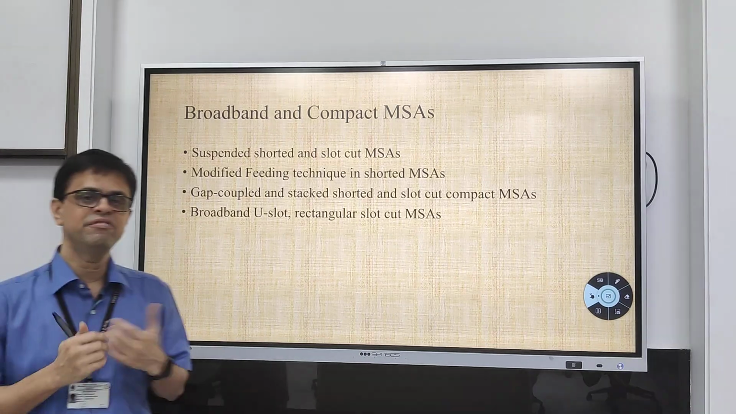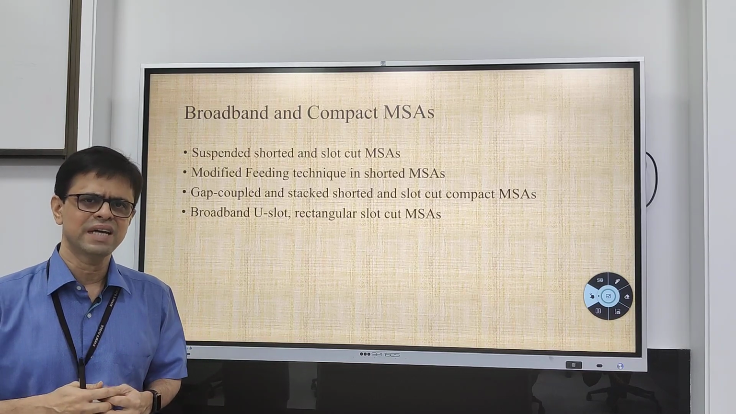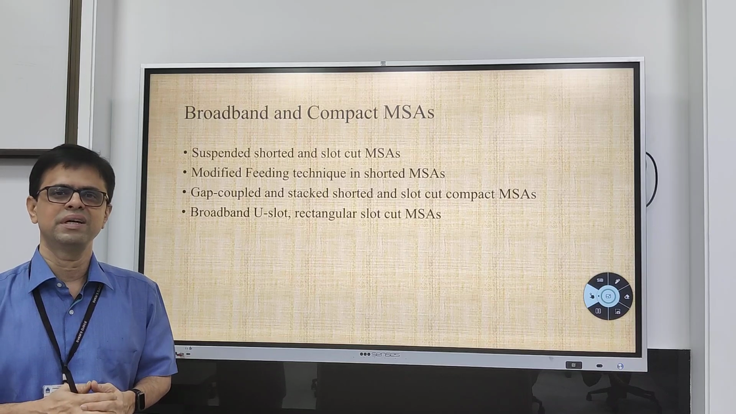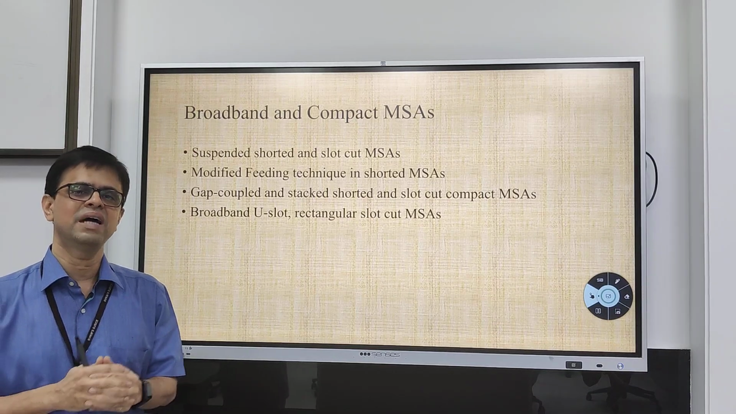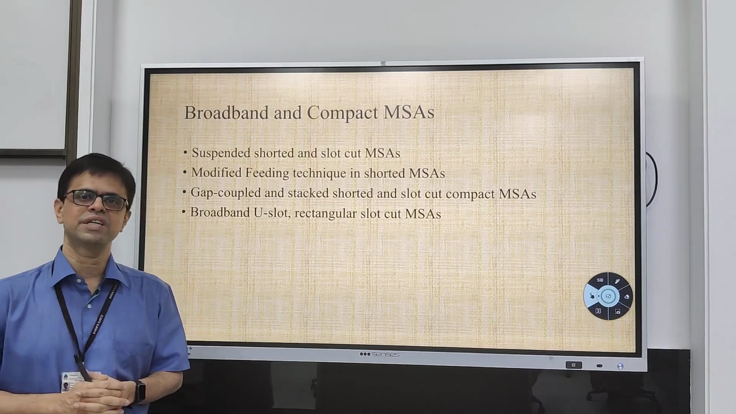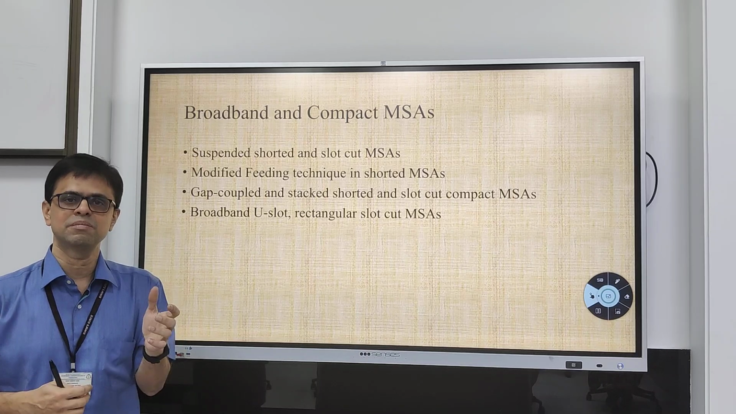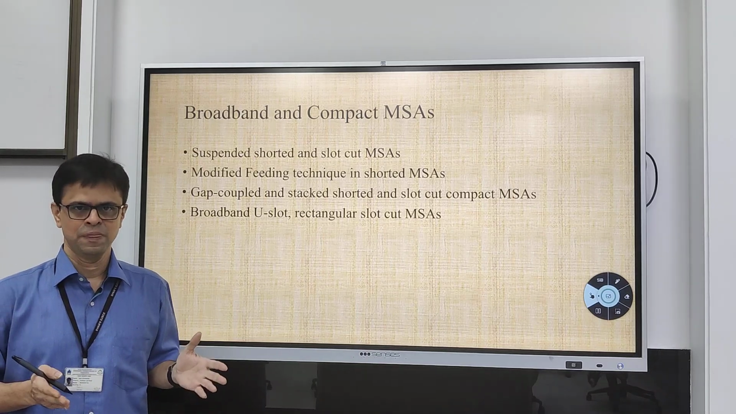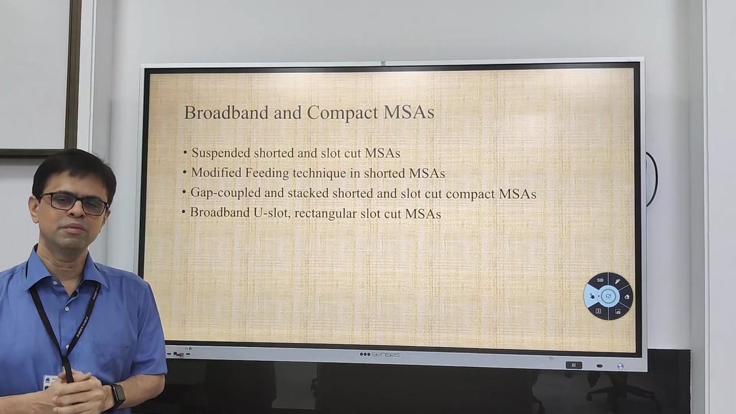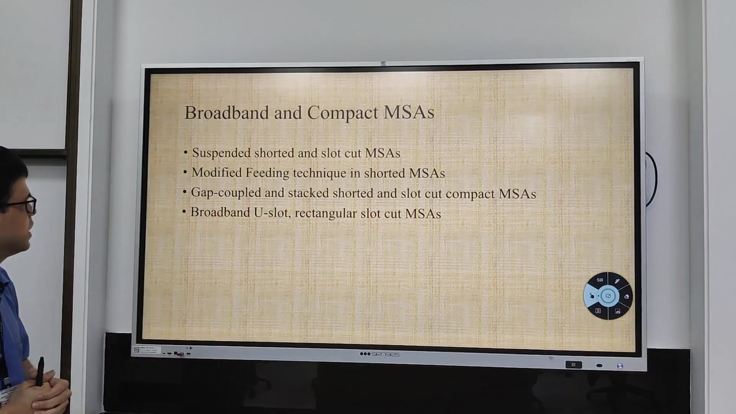Next is the different feeding techniques. Remember, as we have learned in the wideband antennas, when you increase the substrate thickness, the probe inductance limits the antenna bandwidth. So there, modified feeding technique configurations can be employed that increase the antenna bandwidth for a thicker substrate using a compact design. So use of modified feeding techniques will come to the rescue to increase the bandwidth in compact MSA. That is the second technique.